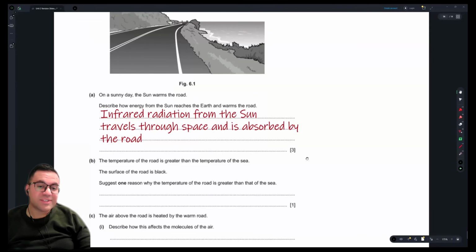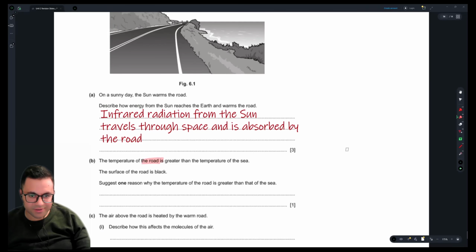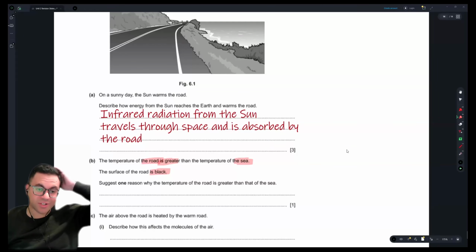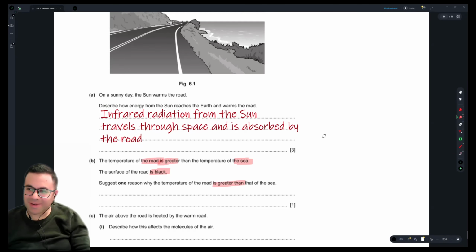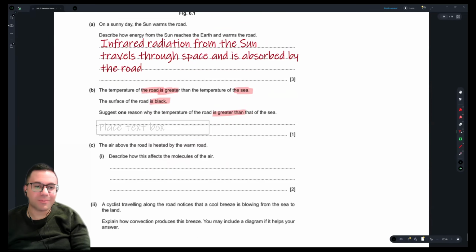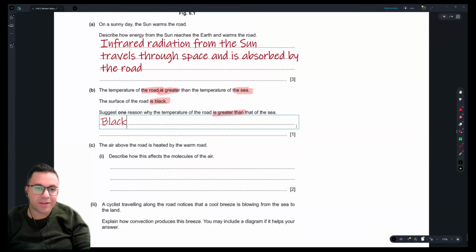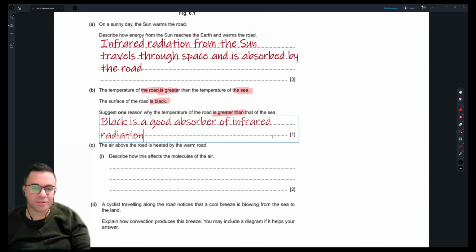The temperature of the road is now greater than the temperature of the sea. The surface of the road is black. We're probably talking about radiation again, maybe. Suggest why the temperature of the road is greater than the sea. Well, because it's black, right? What's the feature of black? Black is a good absorber, or a better absorber, of infrared radiation. So that black color is a good what? Absorber of infrared radiation. Okay.